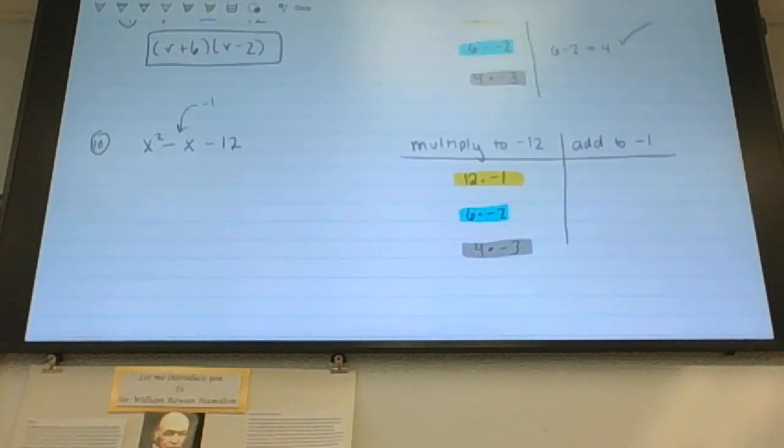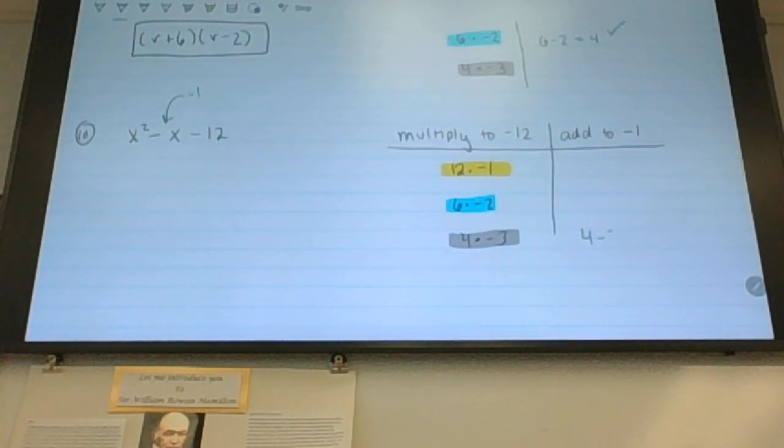Well, when I look at gray, 4 minus 3 is 1, but I need a negative 1. Well, 12 minus 1 is 11. And 6 minus 2 is 4. None of these are producing negative 1. Kaden? Oh, okay. All right. So if this one gave me a positive 1 and I need a negative 1, maybe just switch the signs. So instead, I'm going to do negative 4 times positive 3. Negative 4 plus 3 is negative 1, so that works.